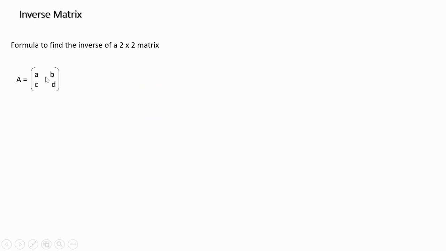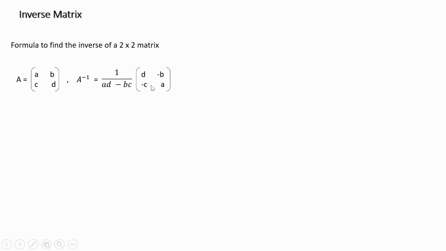Now, for a 2x2 matrix, there's an alternative way to find the inverse, but this only works for a 2x2 matrix. So I'm going to show you this method. Instead of using the Gauss-Jordan method for a 2x2, this will be much easier. For the inverse of matrix A, you're going to do 1 over the determinant. The determinant means you multiply A times D minus B times C. Then the A and the D, you switch. The A goes to where the D is, and the D goes to where the A is.